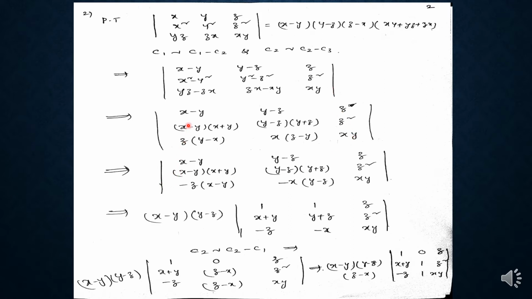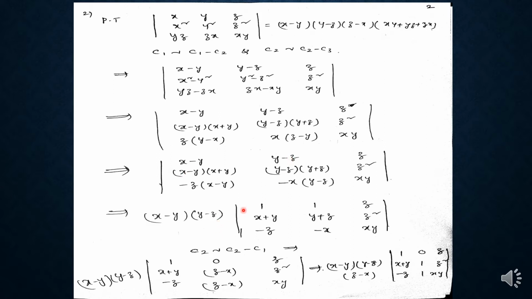So this is (x − y)(x + y). Here, to write it as x − y, we can take minus common, so that is −z(x − y). Here also (y − z)(y + z). If we write this as y − z, that becomes −x(y − z), z², xy. Now by taking x − y common from the first column and y − z common from the second column, this determinant becomes (x − y)(y − z).